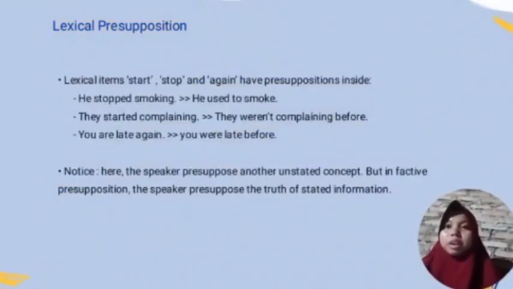Lexical items start, stop, and again have presuppositions inside. Example: he stopped smoking. It means that he used to smoke. They started complaining. It means that they weren't complaining before. You are late again. It means that you were late before. Notice, here the speaker presupposes another unstated concept, but in factive presupposition, the speaker presupposes the truth of stated information.